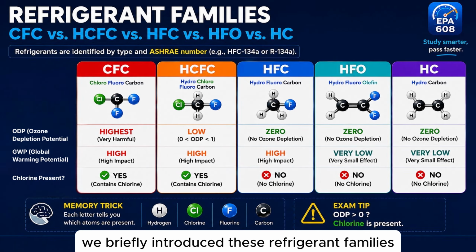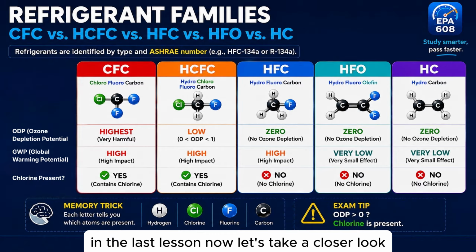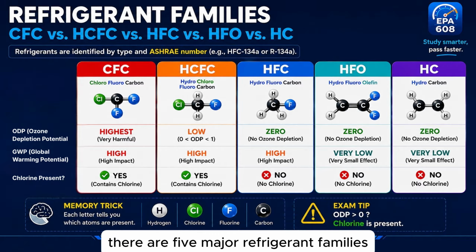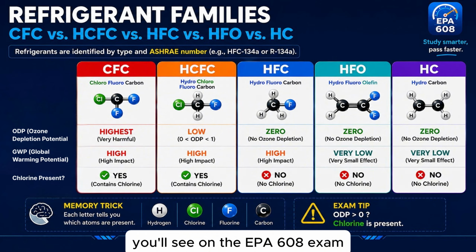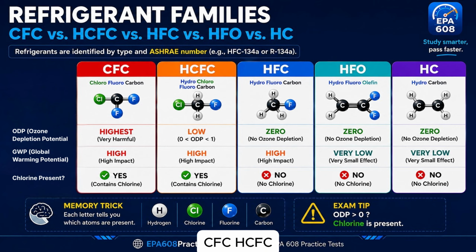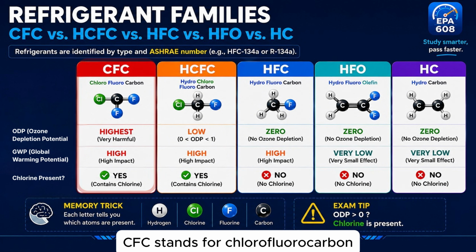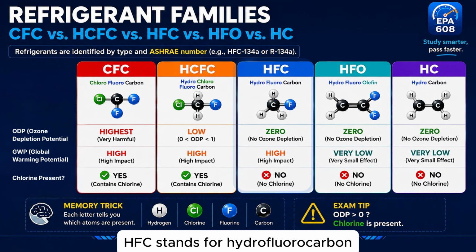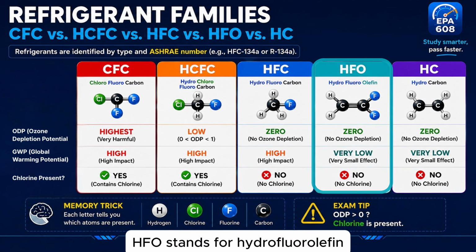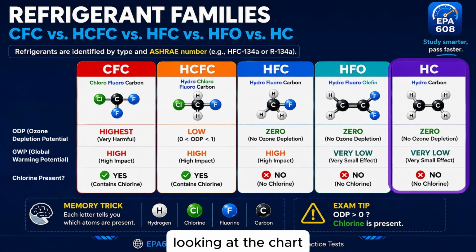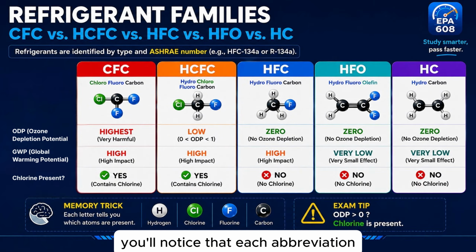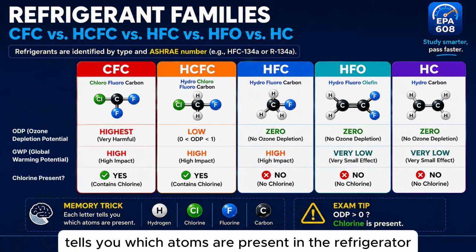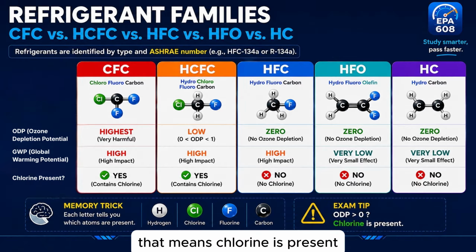We briefly introduced these refrigerant families in the last lesson. Now let's take a closer look. There are 5 major refrigerant families you'll see on the EPA 608 exam: CFC, HCFC, HFC, HFO, and HC. CFC stands for chlorofluorocarbon. HCFC stands for hydrochlorofluorocarbon. HFC stands for hydrofluorocarbon. HFO stands for hydrofluoroolefin. And HC stands for hydrocarbon. Looking at the chart, you'll notice that each abbreviation tells you which atoms are present in the refrigerant. For example, if you see Cl, that means chlorine is present.